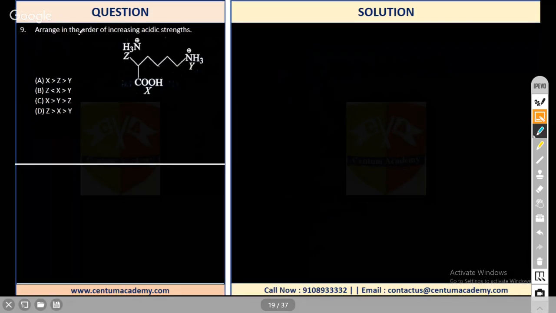This one you tell me: arrange the following in order of increasing acidic strength. I have done this kind of question also. X, Y, and Z. Tell me, what is the order of acidic strength?